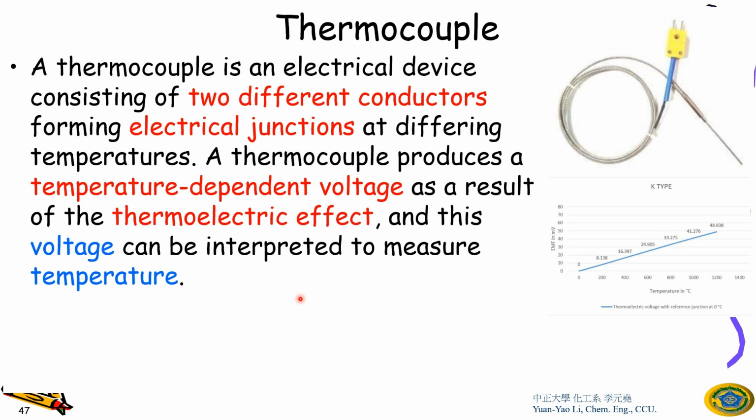So what is a thermocouple? I want you to remember this and repeat it to me, or you can write it in Chinese in your midterm exam. A thermocouple is an electrical device consisting of two different conductors forming electrical junctions at different temperatures. A thermocouple produces a temperature-dependent voltage as a result of the thermoelectric effect, and this voltage can be interpreted to measure the temperature. This probe goes to a box or a meter.